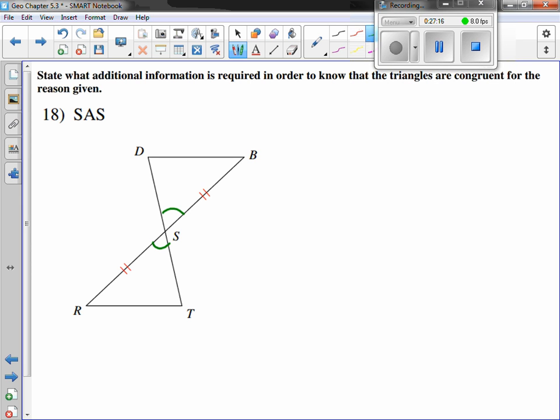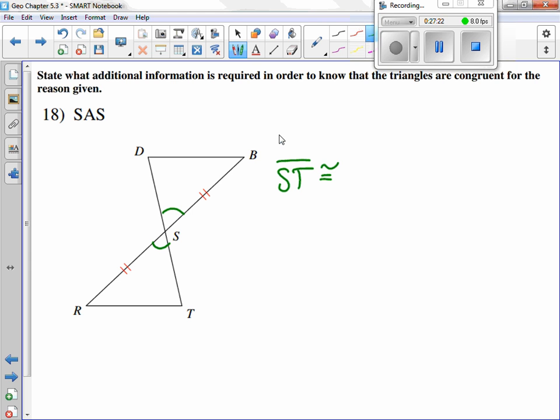These would be congruent because of vertical angles. And ST would be congruent too. ST or DS. And that's it. Questions on this here? Any questions on any of this here so far?